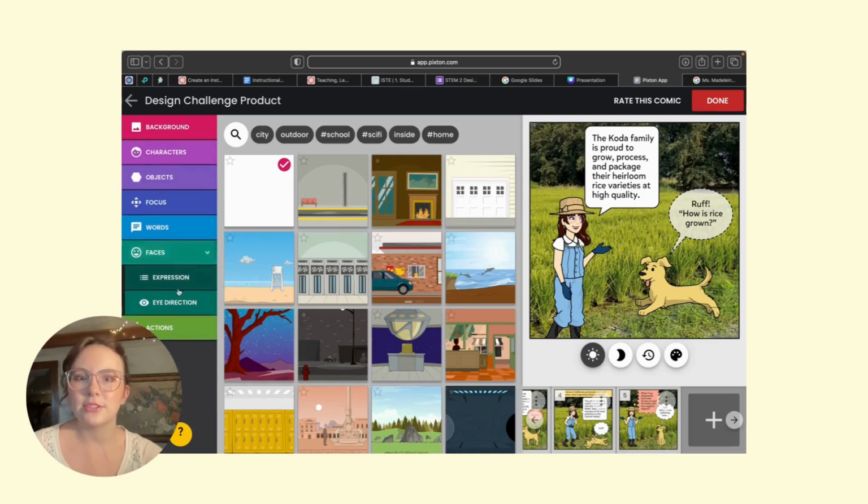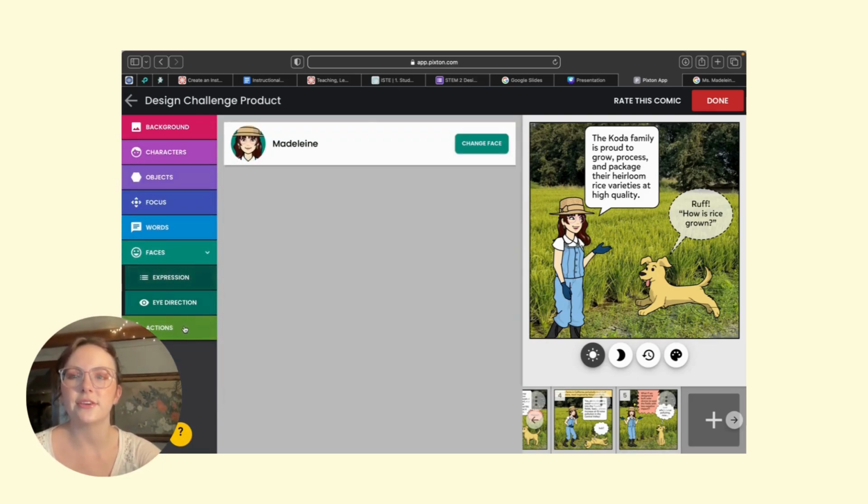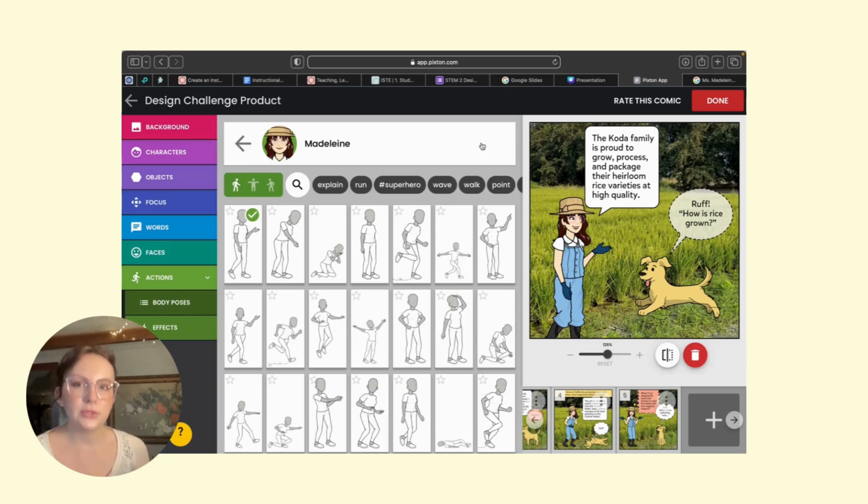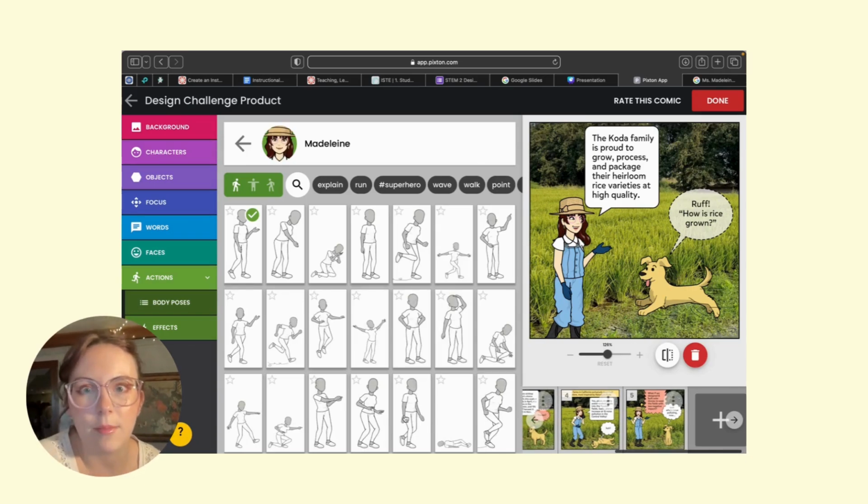Finally, they need to be able to change their characters so that you can see their faces and that you can change their actions. So this enables you to demonstrate motion and make your comic visually interesting, which is pretty vital to making the result, the solution, be something that people are going to want to look at and share with each other.